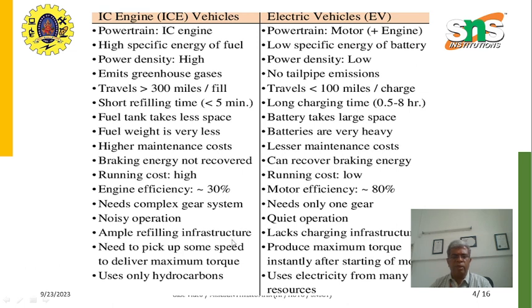Ample refilling infrastructure is available because government petrol pumps are established all over the country, whereas the charging infrastructure is very low. IC engines need to pick up some speed to deliver maximum torque, whereas the electric vehicle produces maximum torque instantly after starting the motor. IC engines use only hydrocarbons. Here the electricity is used from many sources.